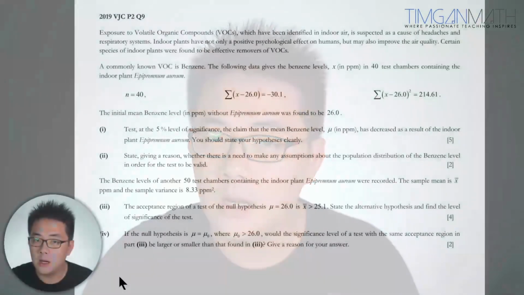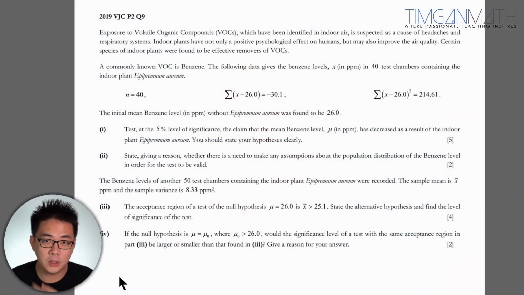Hi students, let's look at this question here, which was taken from the year 2019, VJC paper 2 question 9. This question is hypothesis testing. So let's see how we can do this proficiently.